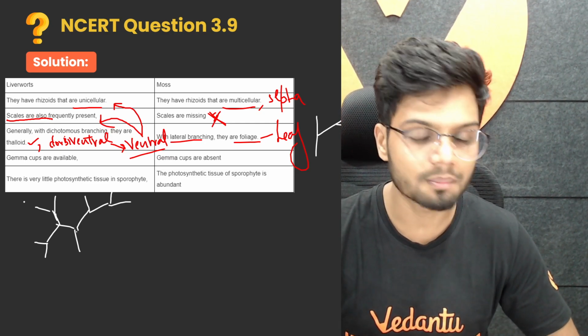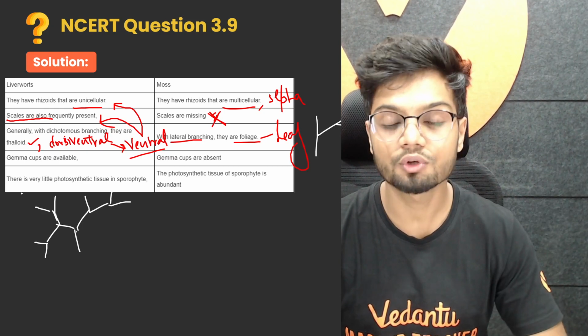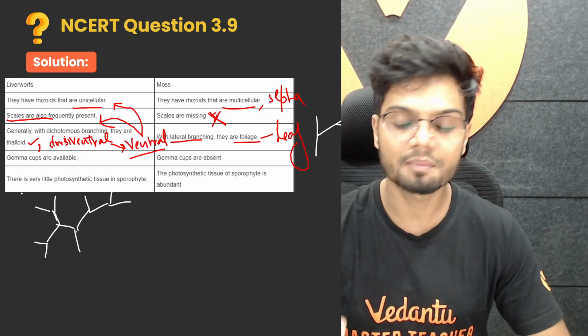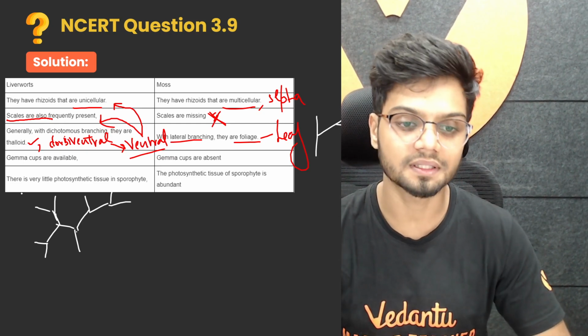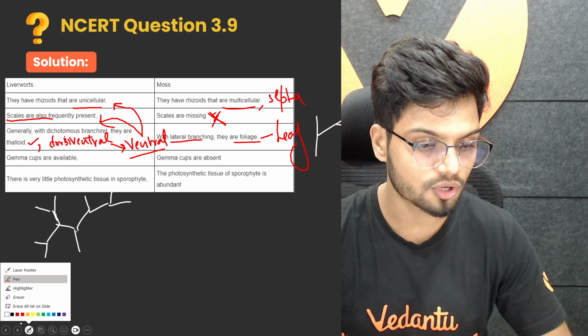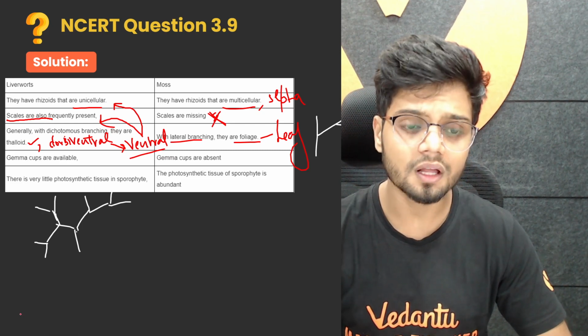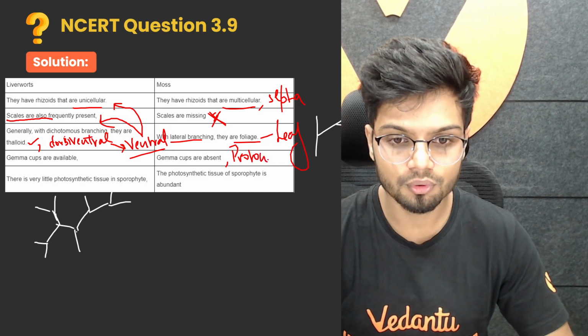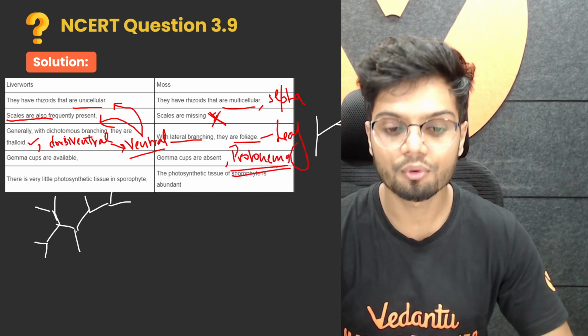Now, gemma cups are present in your liverworts along with fragmentation. In the case of your mosses, gemma cups are completely absent. But instead, you have one other special type of structure in the case of your mosses, that is the protonema stage.